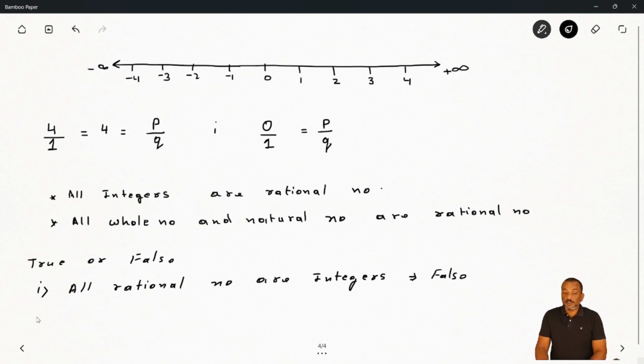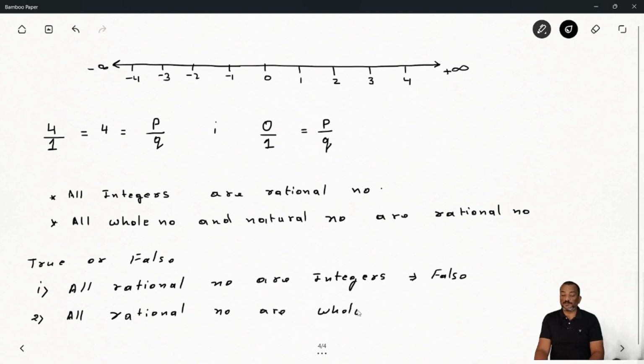Same way, a second type of question is coming. All rational numbers are whole numbers or natural numbers. So you can say false. Okay, the reason is the same. All whole numbers are rational numbers, but all the rational numbers are not whole numbers. So you can say false. Hope you understand this one. Okay, so this much is for rational numbers.